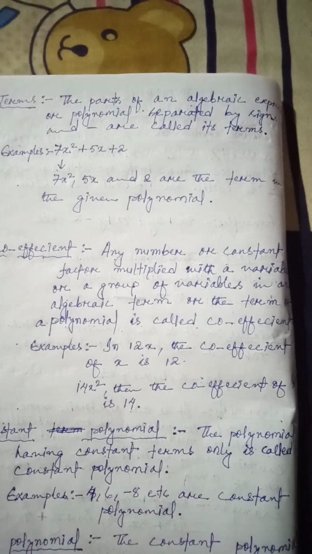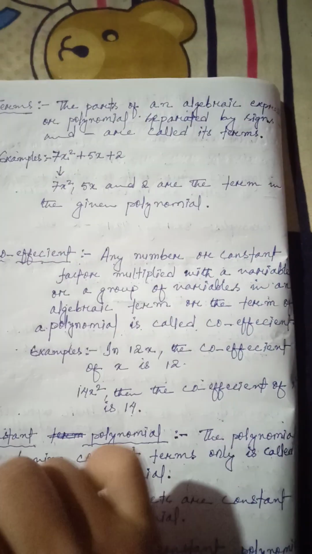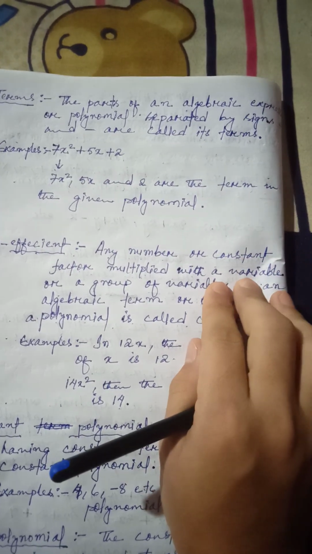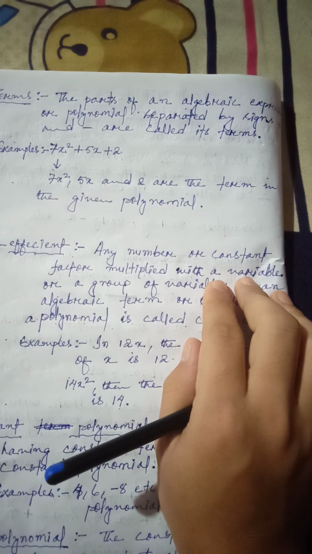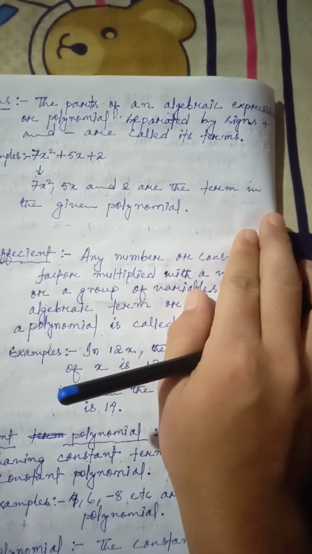Now let us discuss terms. What do we mean by terms in a polynomial? The parts of an algebraic expression or polynomial separated by the signs plus and minus are called its terms.